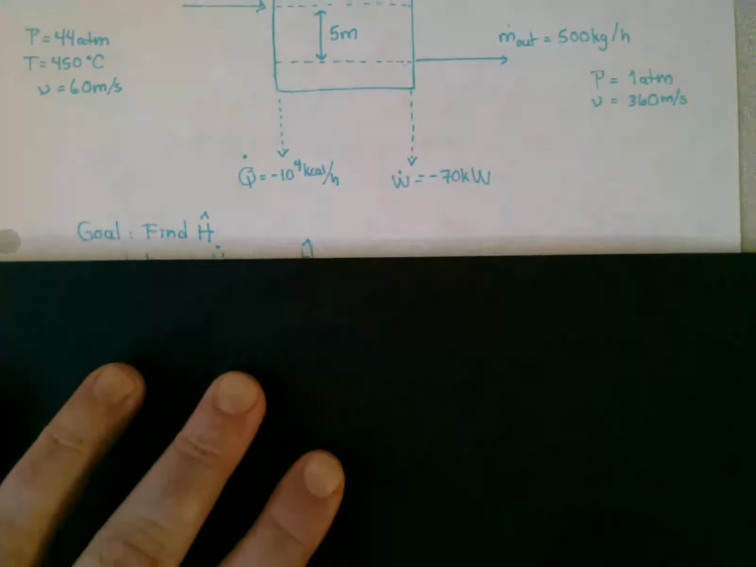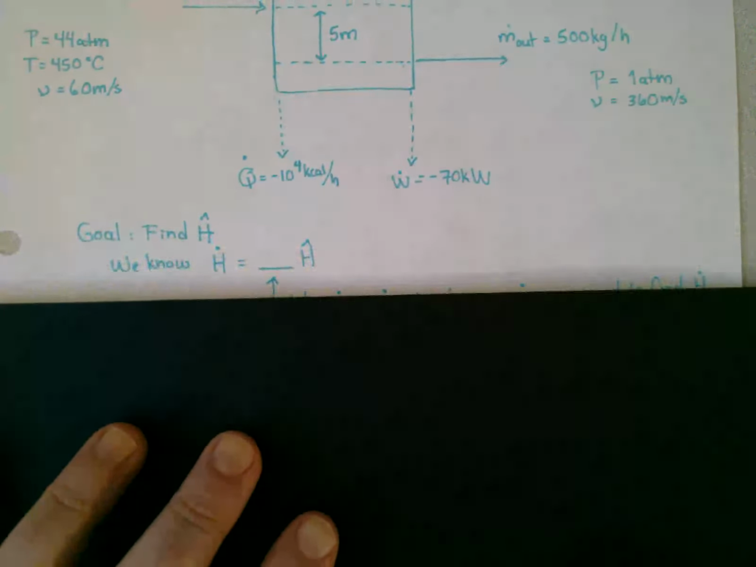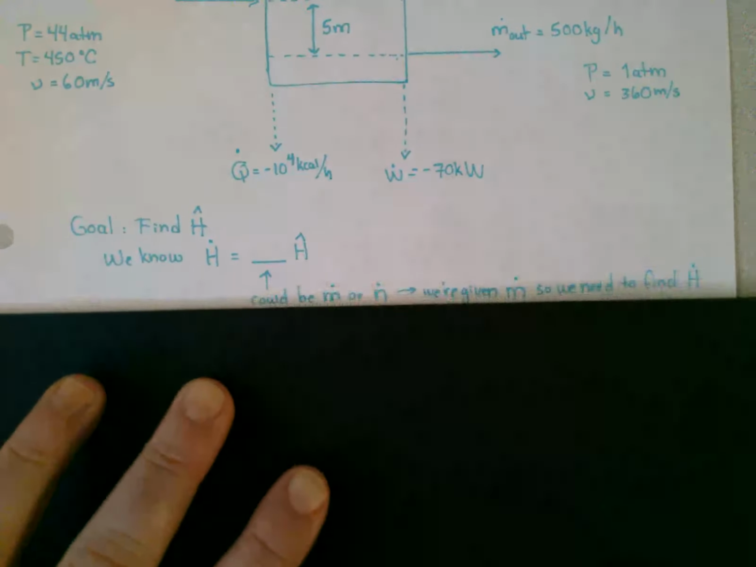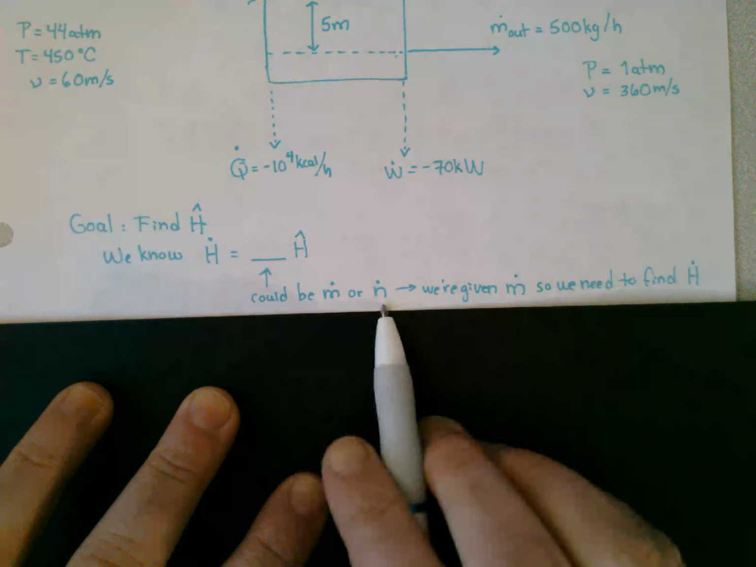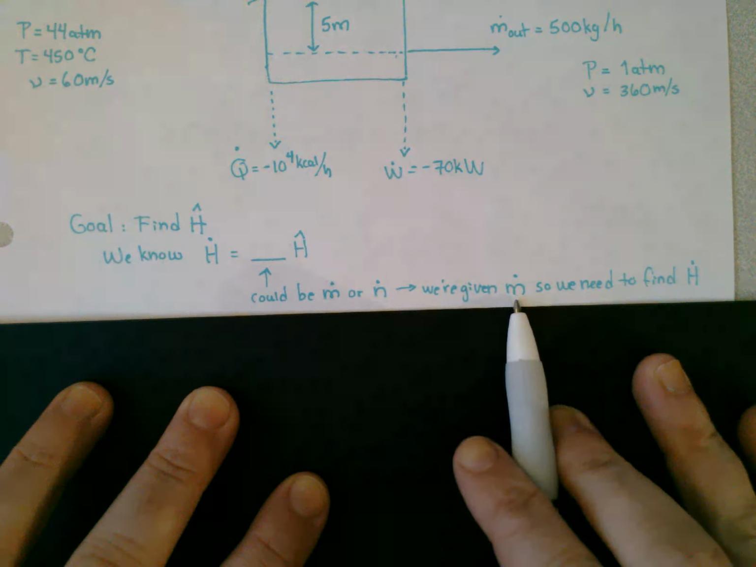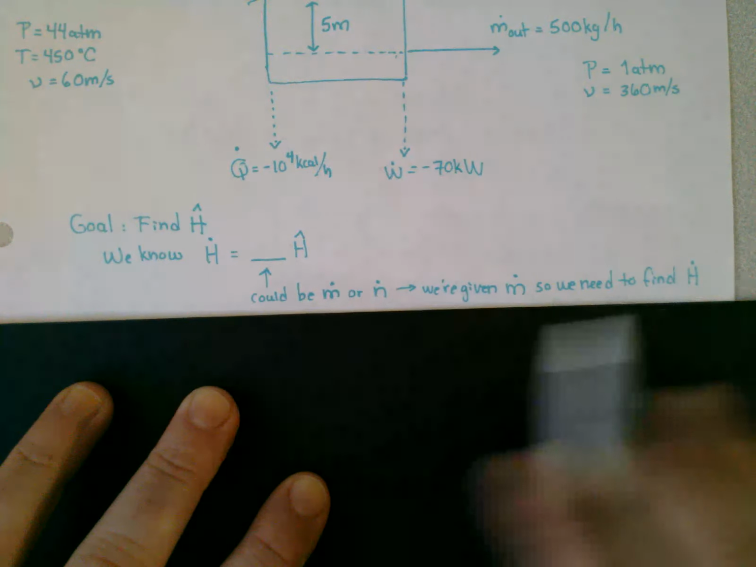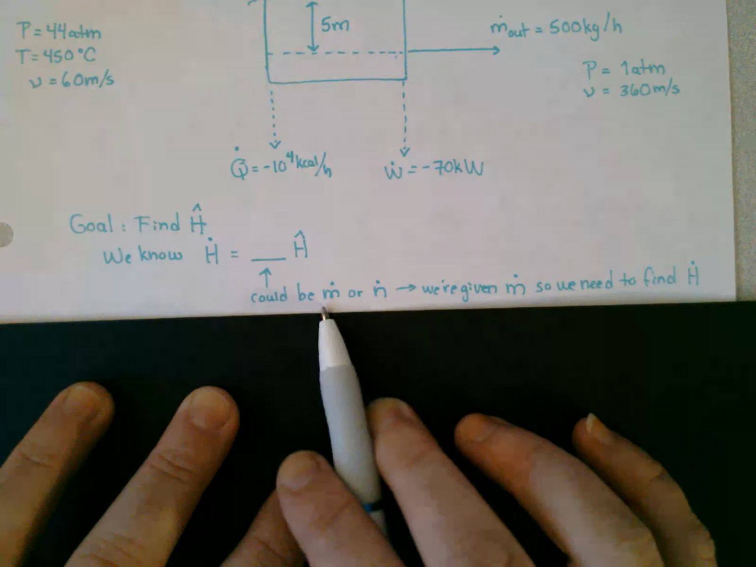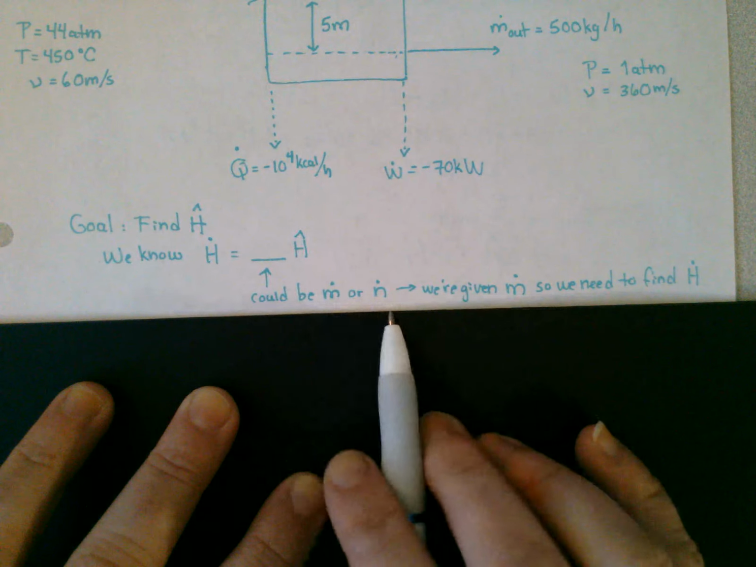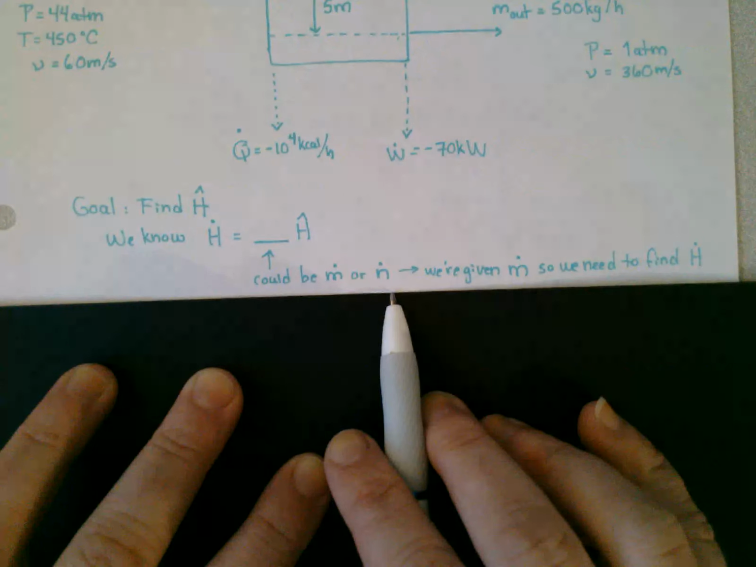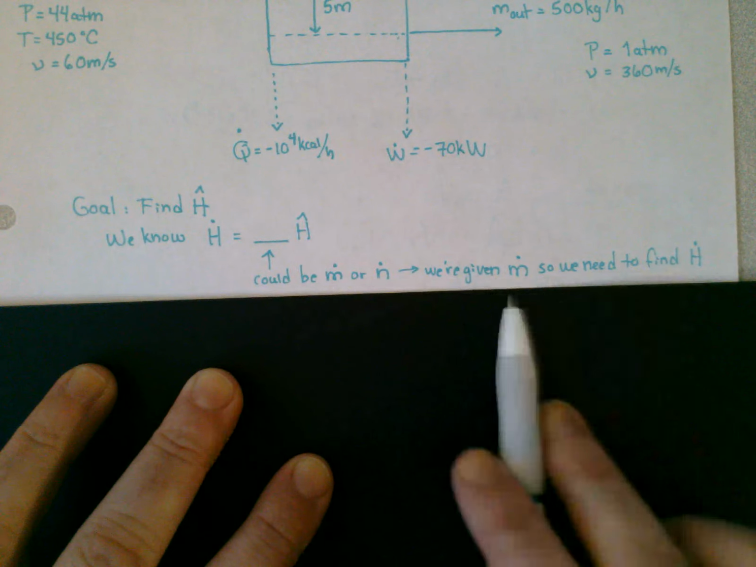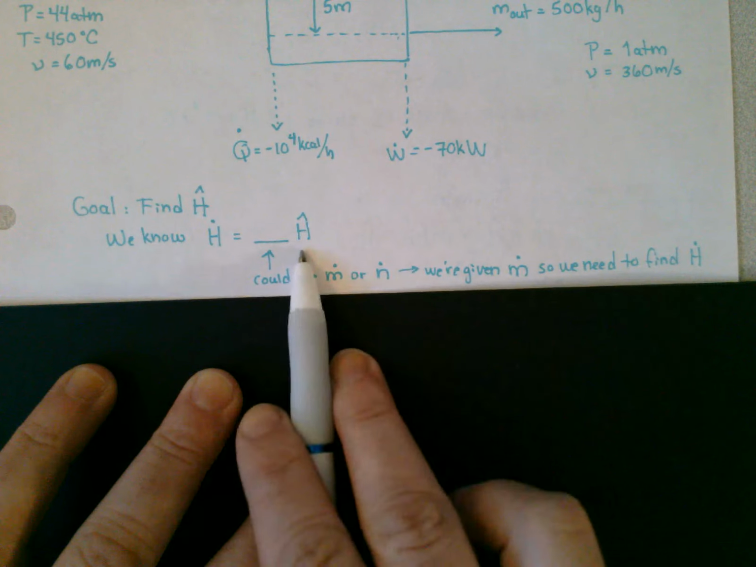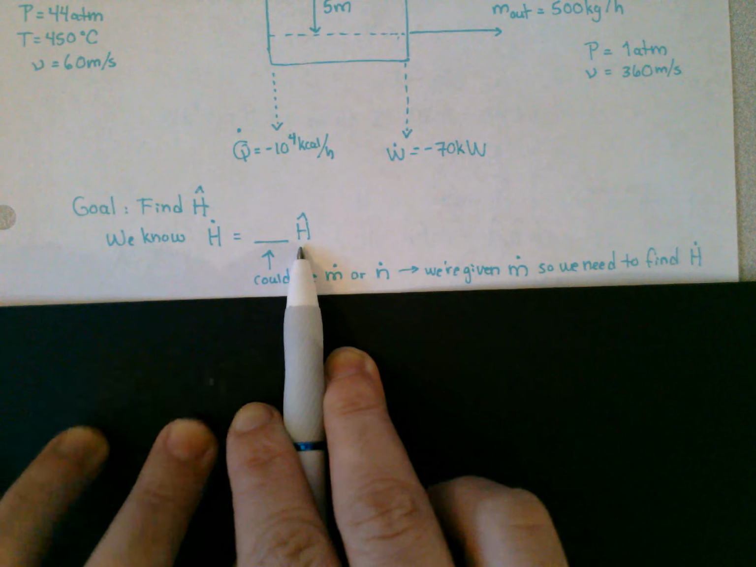So the goal is to find H hat out. We know that H dot equals something times H hat. And it could be M or it could be N. We need M dot. So we're going to have to find H dot using an M dot. Okay, so this is just a little reminder to you that we could have an M or an N. It could be flow or not a flow. It's generally a flow in this class. And we just need to be careful about that. So we have M dot. We need to find H dot, and that'll give us the ability to get what we actually want in the system.